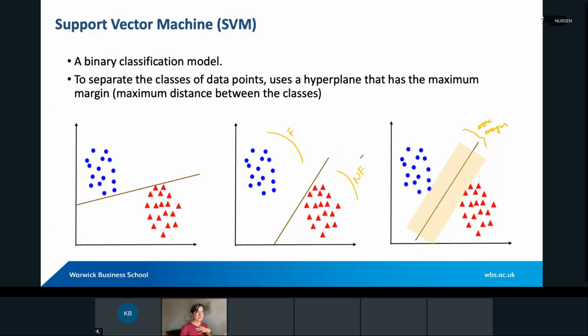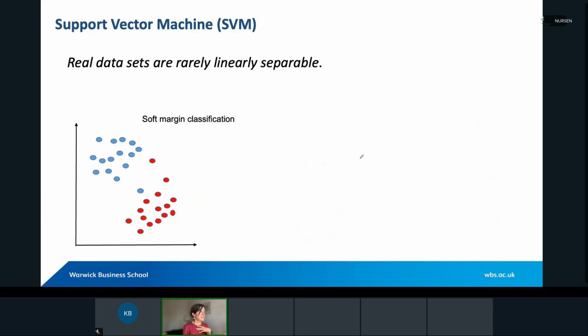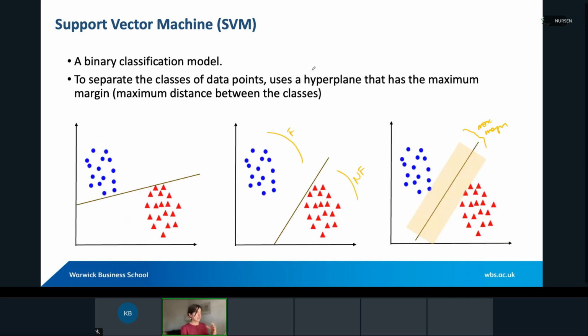However, real data sets are not generally separable. So there might be cases where we have frauds and not frauds on the same graph actually mixed together. I didn't mention it, but assume that this is age, this is balance. We use our data to plot these data points, and currently they are perfectly separated.